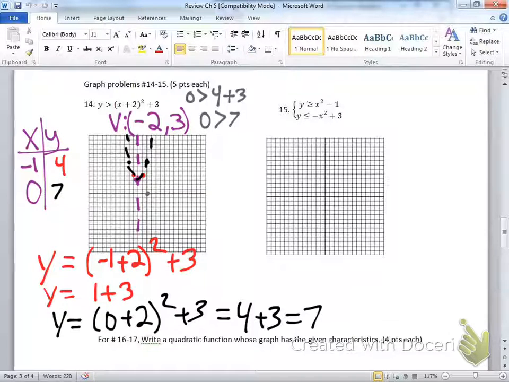0 is greater than 7. Is that true? No, so we shade the other part. That was on the outside of the parabola. I'm going to shade on the inside of the parabola. Okay?